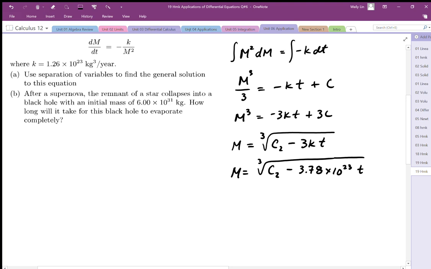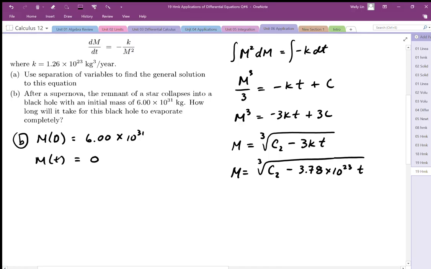Part B is a little bit more involved. It says after a supernova, the remnant of a star collapses into a black hole with an initial mass of 6.00 times 10 to the 31. How long will it take for the black hole to evaporate completely? Okay, so we're given two values here. We're given the mass at t equals 0, and that's going to be 6.00 times 10 to the 31 kilograms. And we're also being asked to find the time, m of t, so we're trying to find the time when the mass is 0.